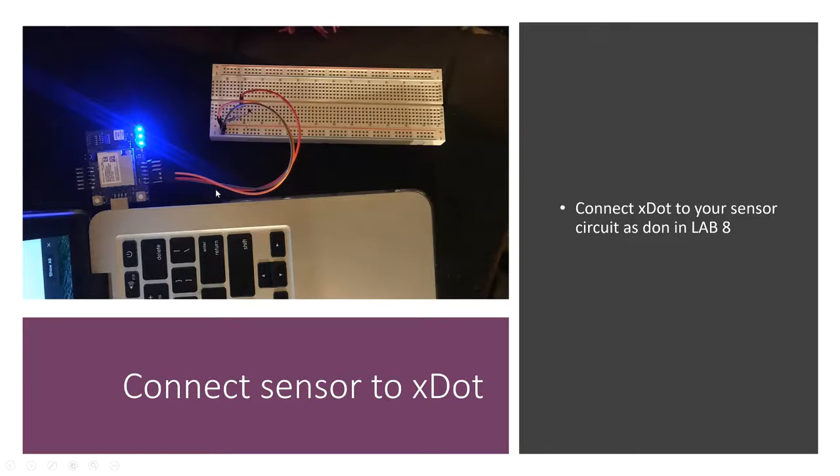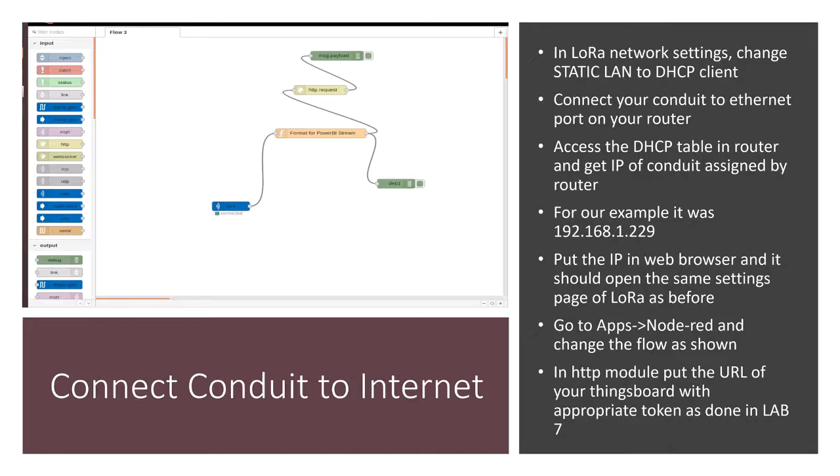And these are the connections which were made. As you can see, we have used the xDot, and accordingly, seeing the pin configuration, we have connected the thermistor, and this is the way we have connected our xDot to our sensor circuit.